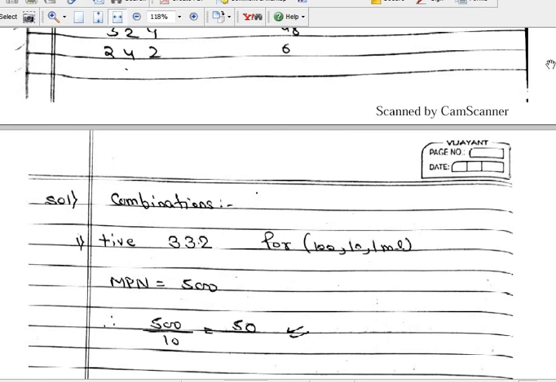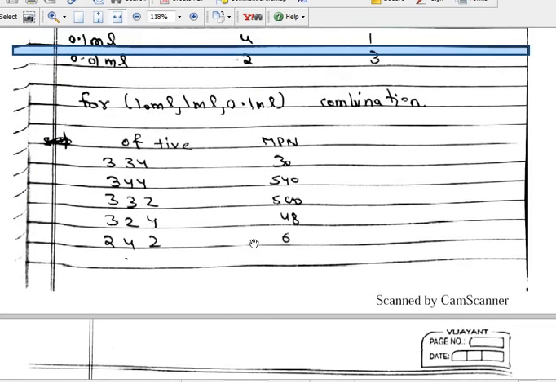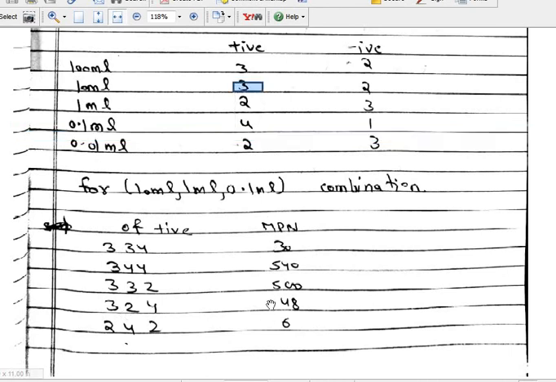So this is one combination we have got. For the 10, 1 and 0.1 combination, what is our MPN value? It is 48 for 3 2 4. And how has this 3 2 4 come? This is 3 for 10, 2 for 1, and 4 for 0.1. So this is your 3 2 4. For this combination, our MPN value is 48, meaning 48 pathogenic microorganisms in 100 ml of water.